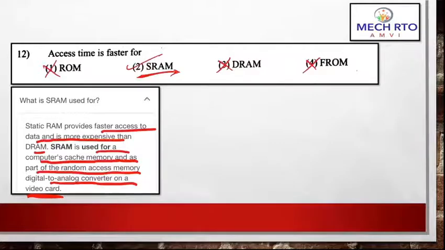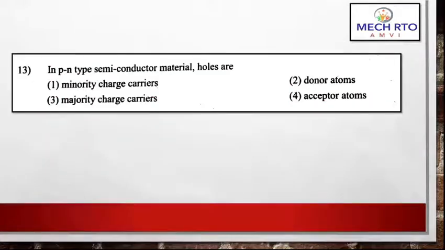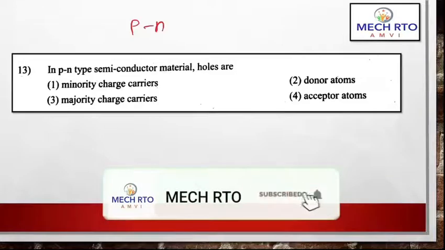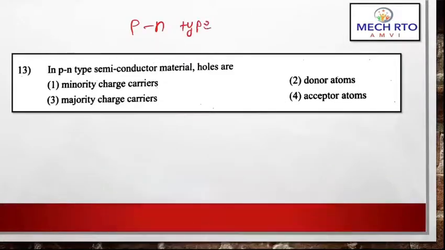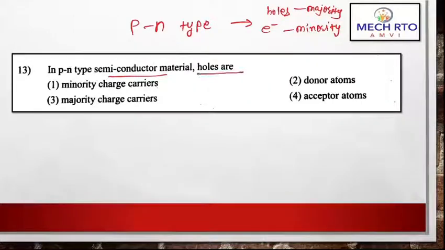Now moving on to the next question. Question number 13. In PN type semiconductor material, holes are. As we have already discussed, this semiconductor has holes as the majority charge carrier, and electrons are the minority charge carrier. So here the correct answer will be 3, majority charge carriers. Holes are majority charge carriers.